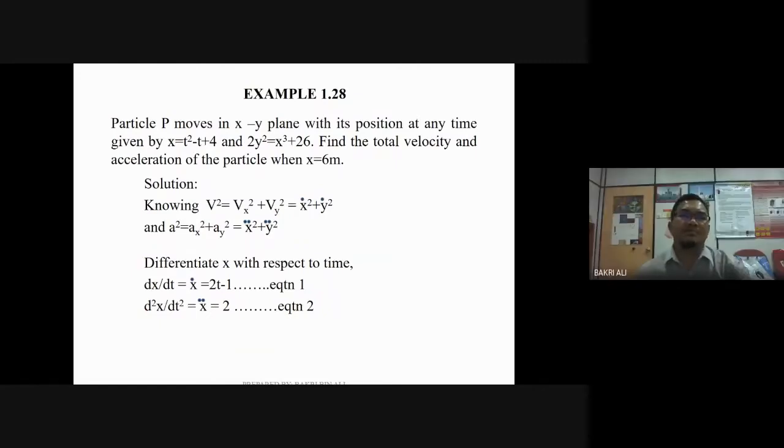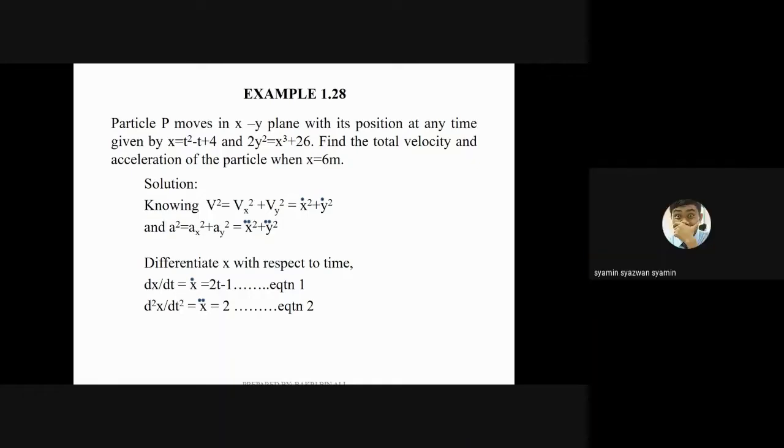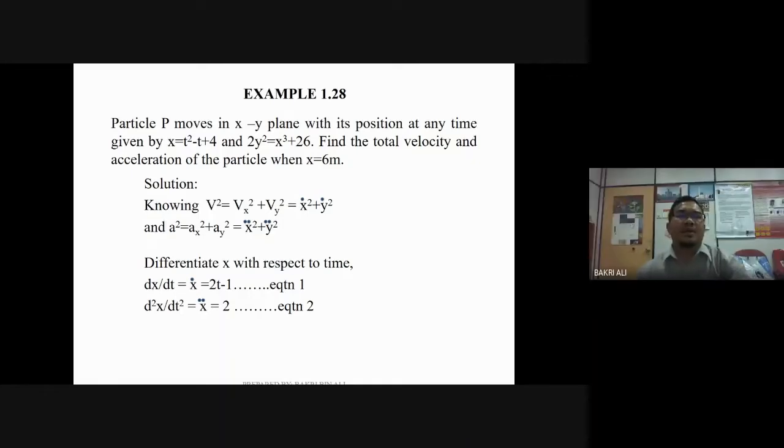Example 1.28. So we check the first example to use the implicit function. As given in the slide before, x equal to t squared minus t plus 4 and 2y squared equal to x cubed plus 36. To find the total velocity and acceleration of the particle when x equal to 6 meters.